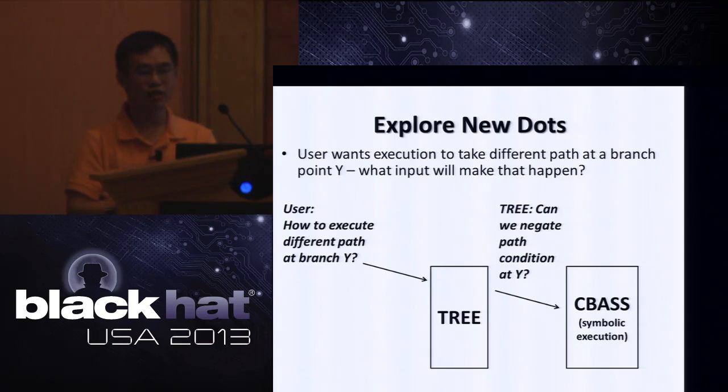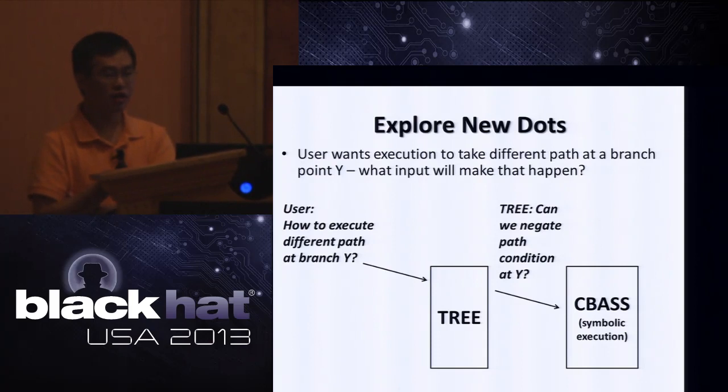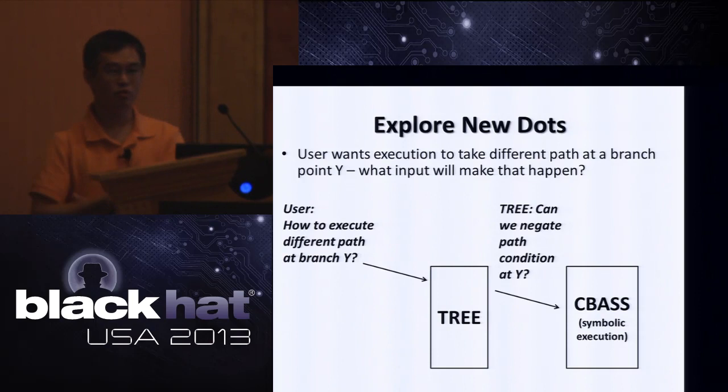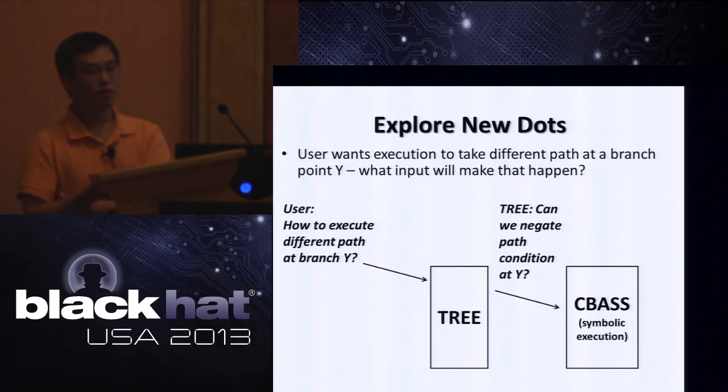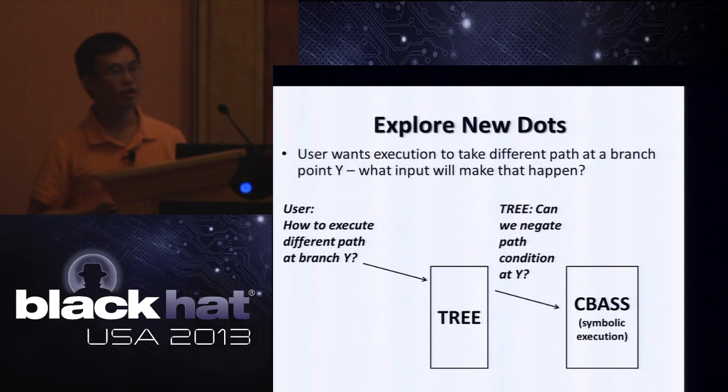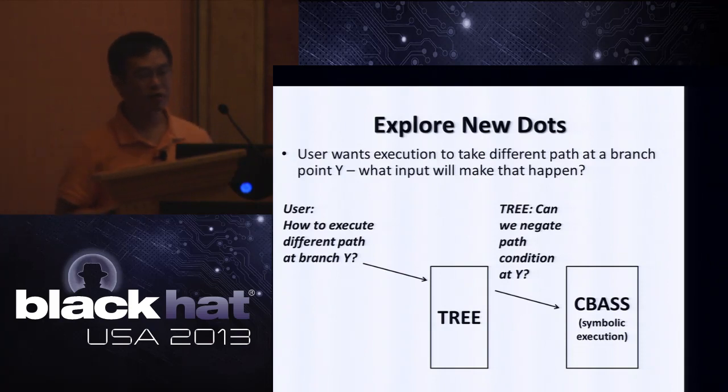Tree will rephrase the question and send it to CBASS. Basically, it's saying, can we negate this path condition? Last time it was false, so it took the false branch. Can we take the true branch this time? And CBASS utilizes a technique called symbolic execution. A quick introduction to symbolic execution, just to provide some background. Think of the program as usually run with concrete values. Everything is 1, 2, 3, 4, 5, these numbers, and it produces the output as numbers. So everything is concrete, numerical.